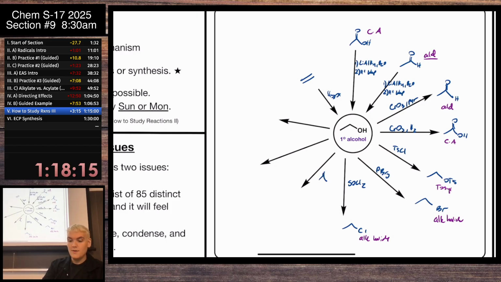What if you added a carbonyl and H+? That's our good friend, the acetal reaction, all the way from lecture 3. And then what if we add a carboxylic acid and H+? Well, that's going to make an ester from lecture 5.